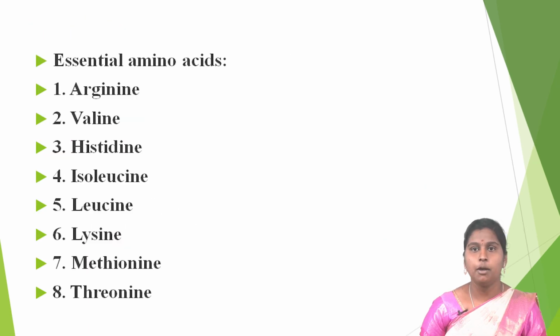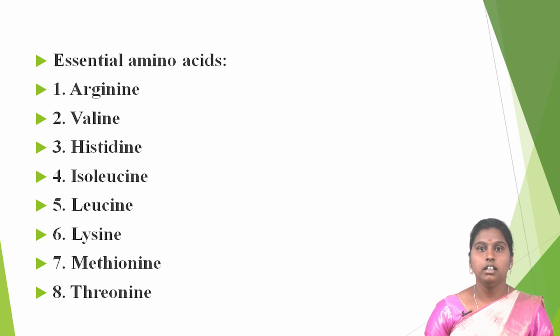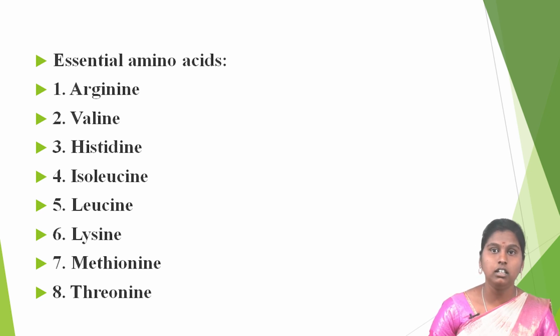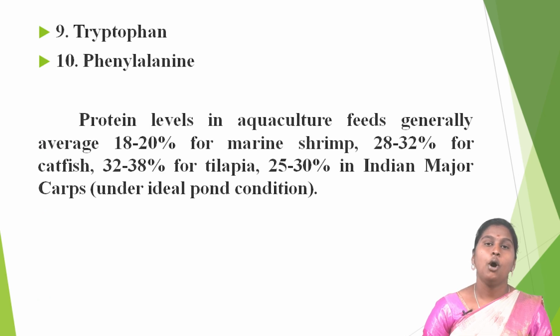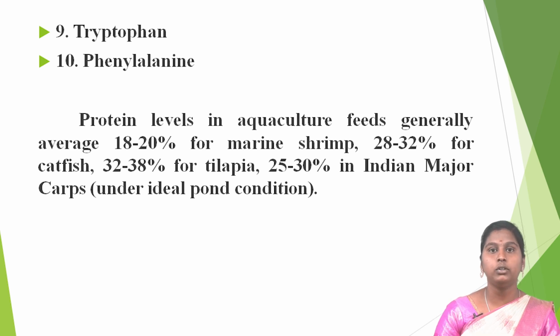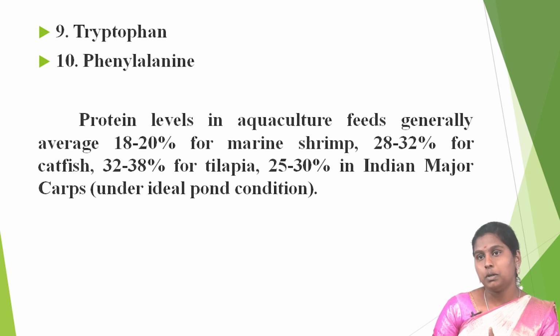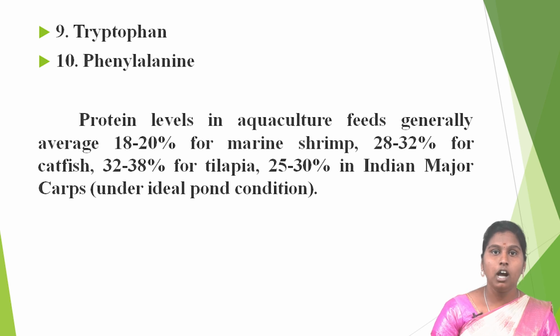Next, essential amino acids are divided into multiple types. These are arginine, valine, histidine, isoleucine, leucine, lysine, methionine, tryptophan, phenylalanine. Protein level in aquaculture feed generally averages 18 to 20% for marine shrimp, 28 to 32% for catfish, 32 to 38% for tilapia, 25 to 30% in Indian major carps under ideal pond condition.